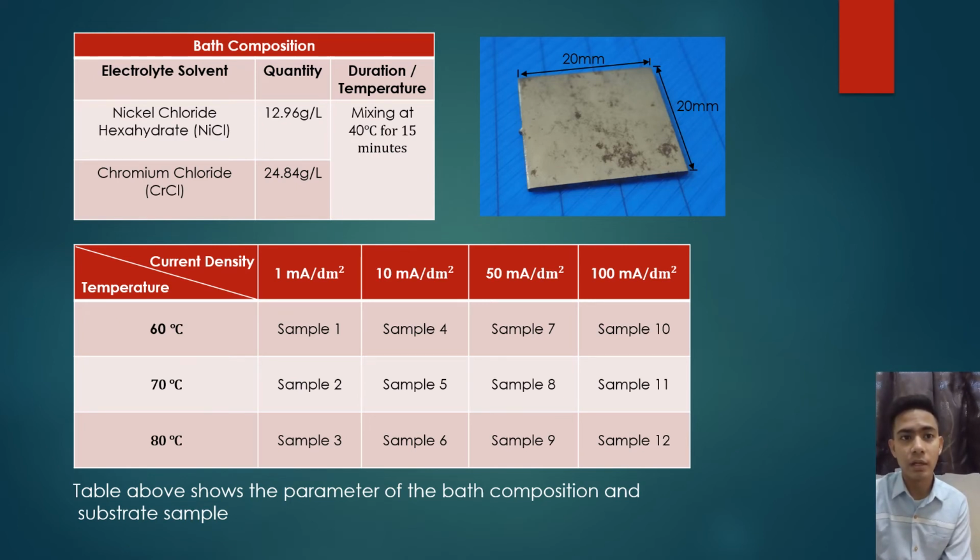On the left side and the right side, there is a picture of my steel substrate, which is sized 20 mm by 20 mm. For the lower table, we can see the parameters I used: the temperatures of 60, 70 and 80 degrees Celsius, and for the current density I use 1 milliampere, 10 milliampere and 50 milliampere, with the addition of 100 milliampere.